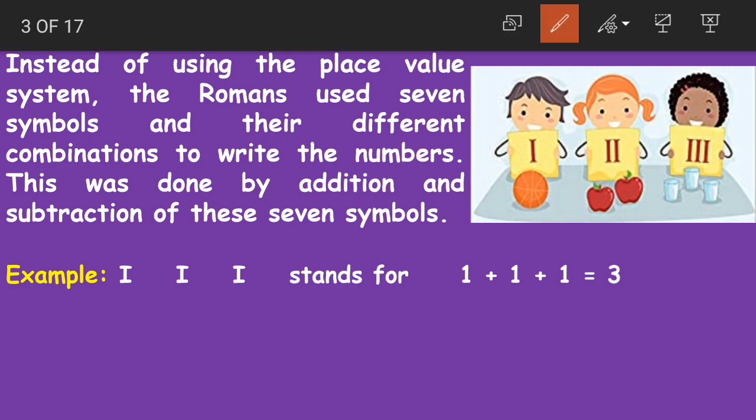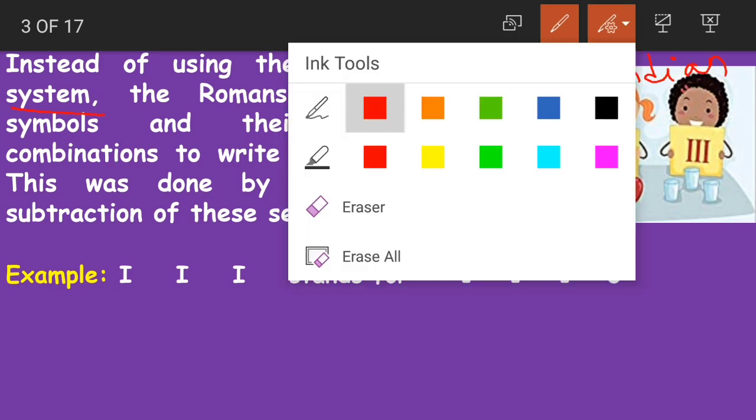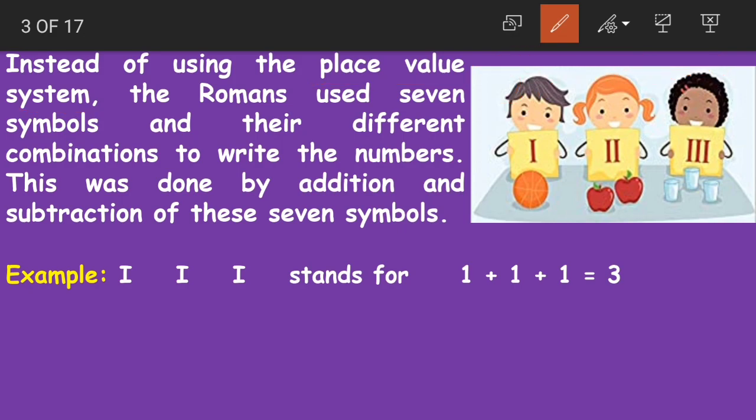Now what are they saying here? Instead of using the place value system, what do we use, children? How do we write numbers? We write numbers using the place value system. And again, how many systems of numeration do we have? We have 2 systems of numeration. One is the Indian system and the other is the international system. Yes, children? So instead of using those systems, what the Romans did is they used these 7 symbols.